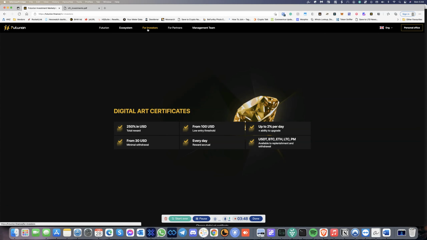Before that, let's dive into what the plans are. 250% in total reward is the maximum you can get. The minimum deposit is $30, which is very reasonable. The low entry threshold is from $100. The reward accrual is every day, and you can make up to 2% per day with the ability to upgrade. Some days you can make 0.5%, but they're pretty transparent about it. Every day they list how many percent you've made. Payments are accepted in USDT, Bitcoin, Ethereum, Litecoin, and Perfect Money, with the ability to replenish and withdraw.